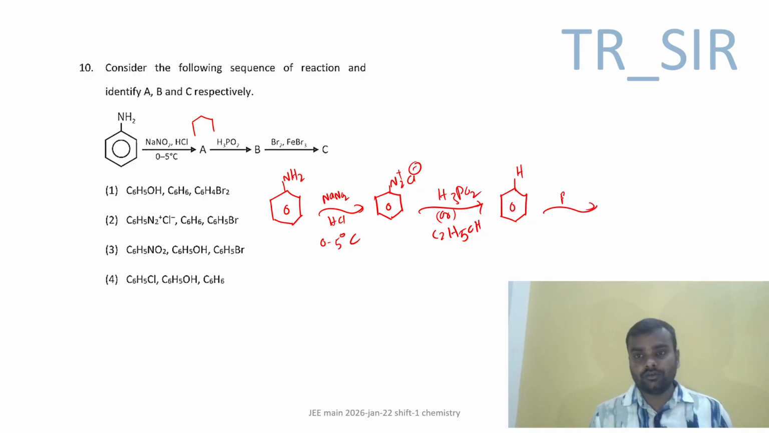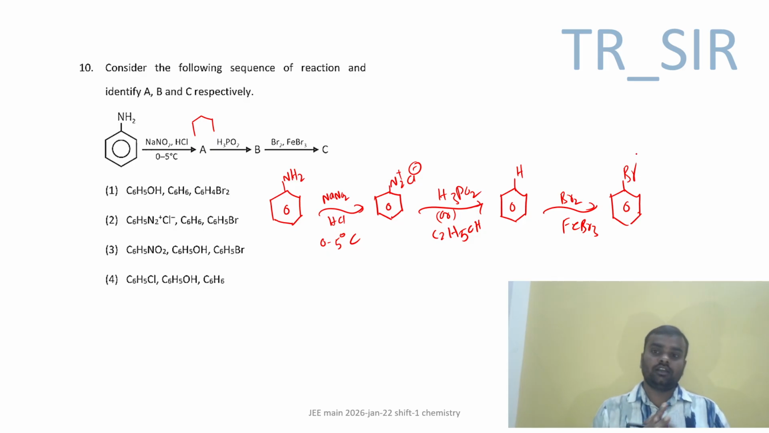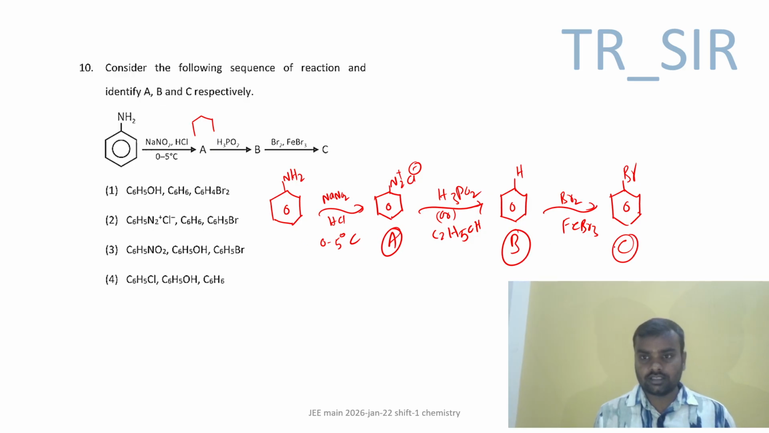Now, if you treat benzene with Br2, electrophilic aromatic substitution will give, sorry, only this one will come. Bromobenzene will come. So A is this one, B is this one, C is bromobenzene. A is the diazonium chloride. Only one option has that, so that will be option B.